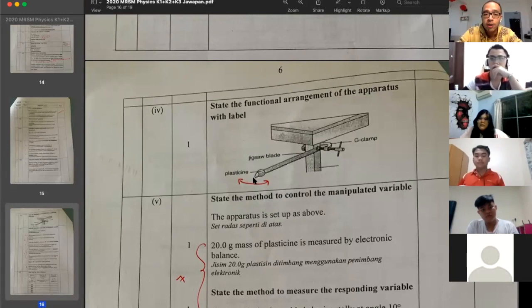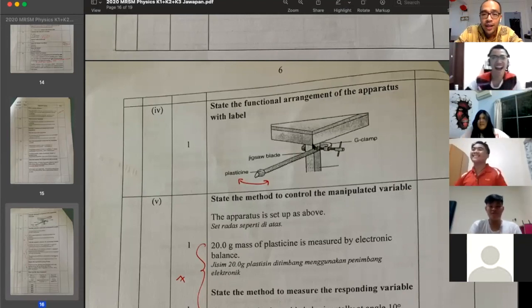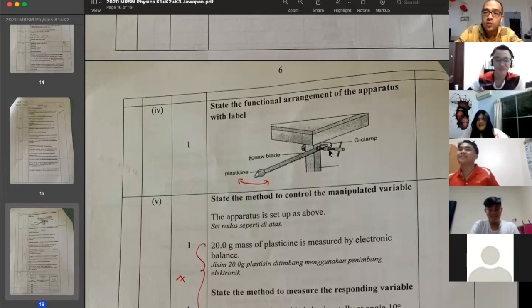Then here you put the plasticine. I can't remember which class it was last year that broke my jigsaw blade. I think it's S2 and S3, if I'm not mistaken. And I remember last year when I did this experiment, I immediately got complaints, because whenever Marcus does the experiment, the jigsaw blade must break. So anyway, and then Shane, this is the G clamp. The G clamp is used to clamp the jigsaw blade, not used for oscillation.